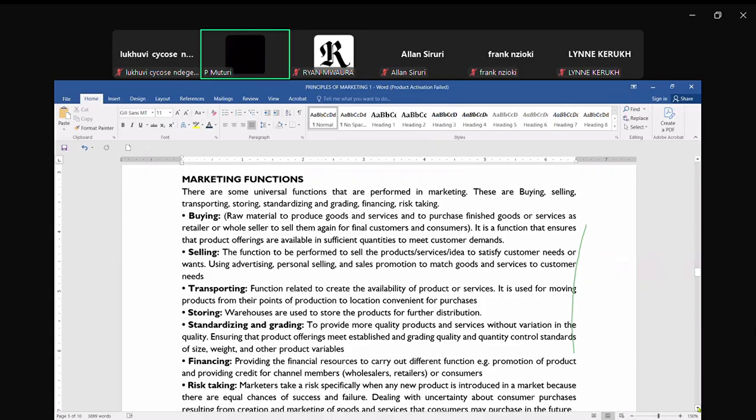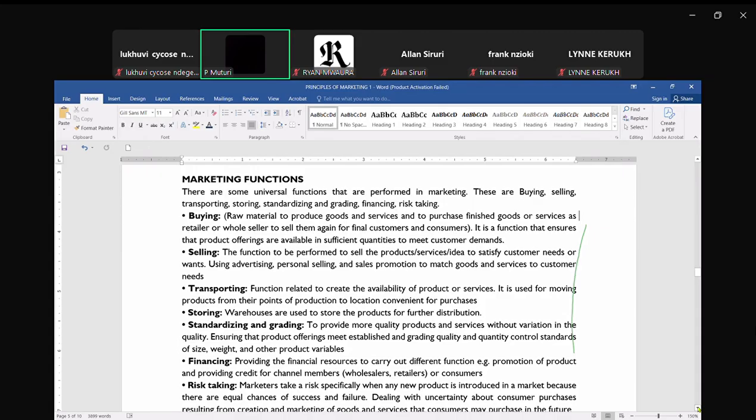Marketing is involved in buying of raw materials to produce goods and services. A business, whether it is supplying or producing physical products or even services, requires some suppliers to be able to produce what they are producing or to deliver the service they are delivering. So one of the key marketing functions is to be involved in buying of raw materials to produce goods and services, and to purchase finished goods or services.